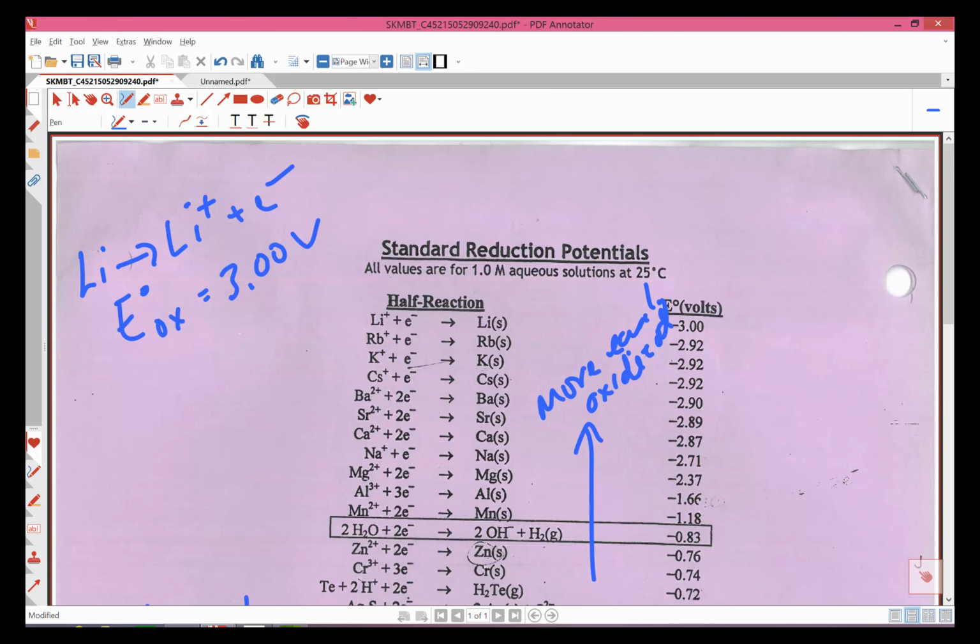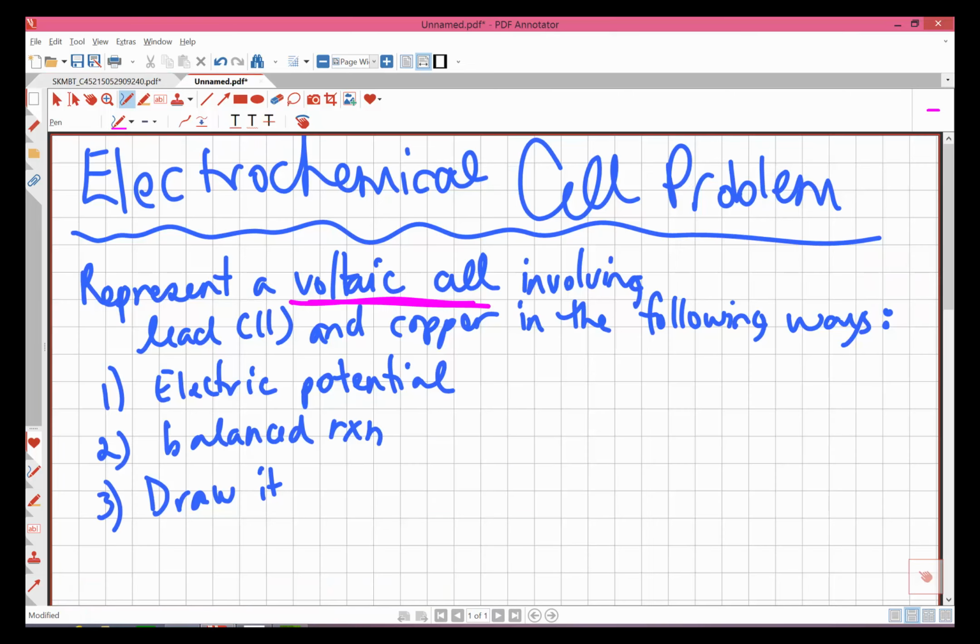So we need to use this to do a problem I set up here. This problem says to represent a voltaic cell involving lead and copper in the following ways. Calculate its potential, write a balanced reaction, and draw it. Oh, and I actually want to add to this too, cell notation.